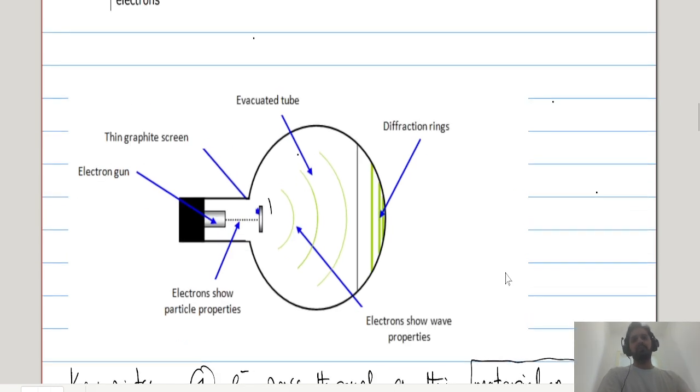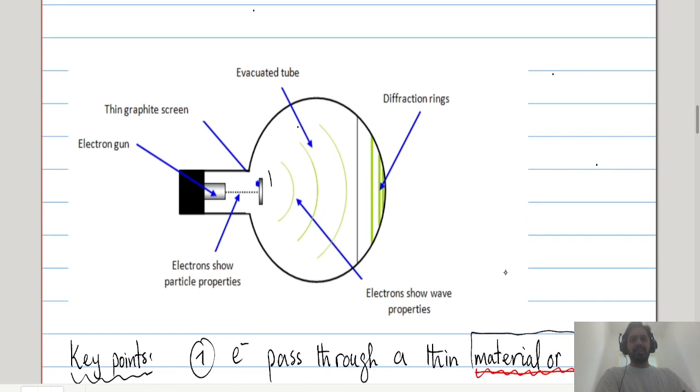First of all, you need to be familiar with the experimental setup which is used. So we use an electron gun, and this is how the experimental setup looks. And this is an important thing, that we use a thin graphite screen here. We don't use a double slit, and we don't use, for example, a diffraction grating.